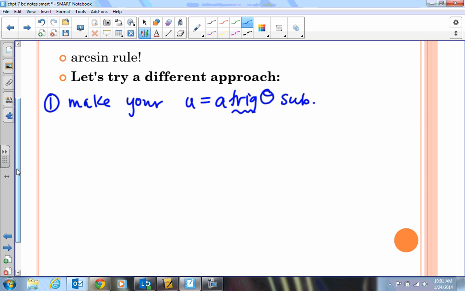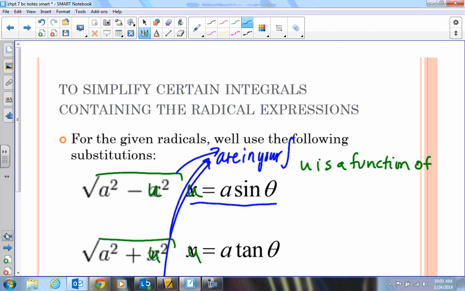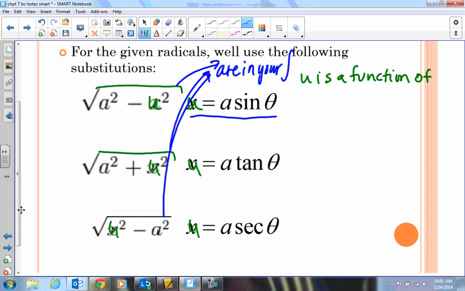So in this case, when I see 9 minus x squared, I see an a squared minus u squared, I should think... okay, hold on. Let's go back to these really quick. When I see an a squared minus u squared, I should be thinking sine. When I see an a squared plus u squared, I should be thinking tan. When I see a u squared minus a squared, I should be thinking sec. And that's kind of prior knowledge, right?